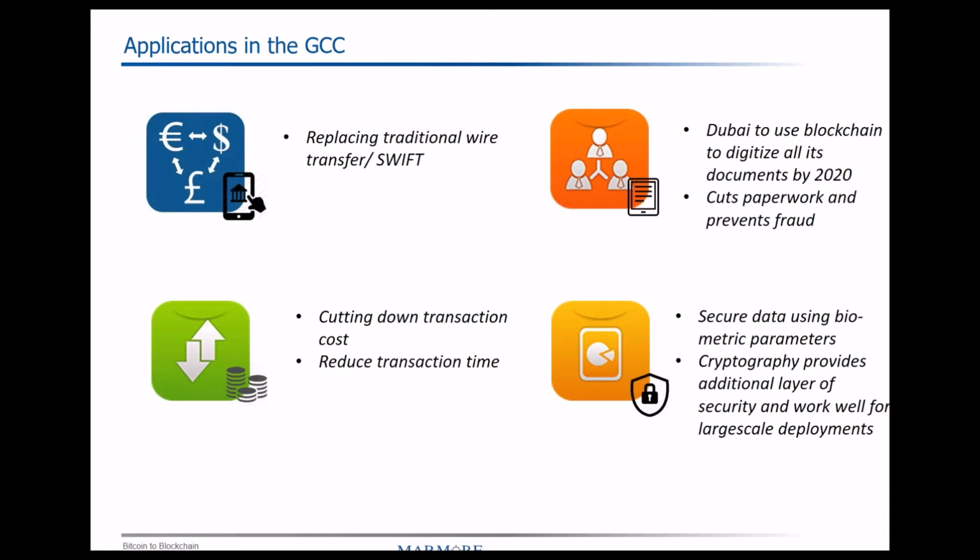Next is real estate transactions. Abu Dhabi and Dubai both are the most happening places for real estate in the GCC region, but still the registration process takes place through the traditional paper-based method. So paperwork could be eliminated if the real estate transactions can be digitized, and Dubai has already started its initiative of securing its government documents using blockchain by 2020.